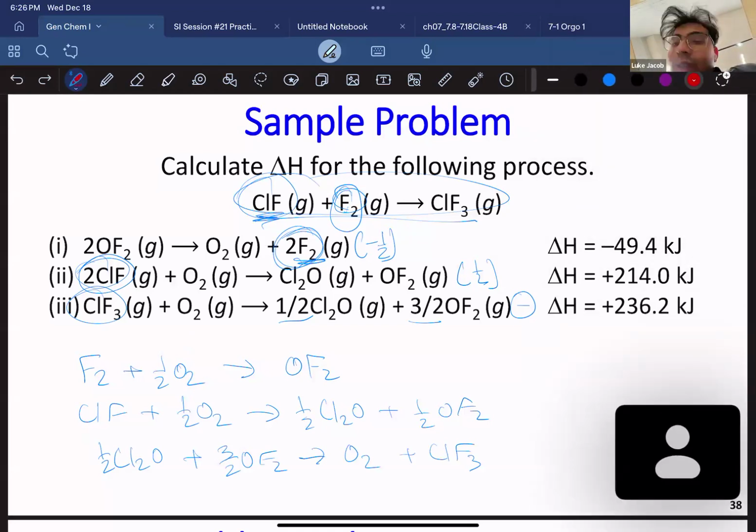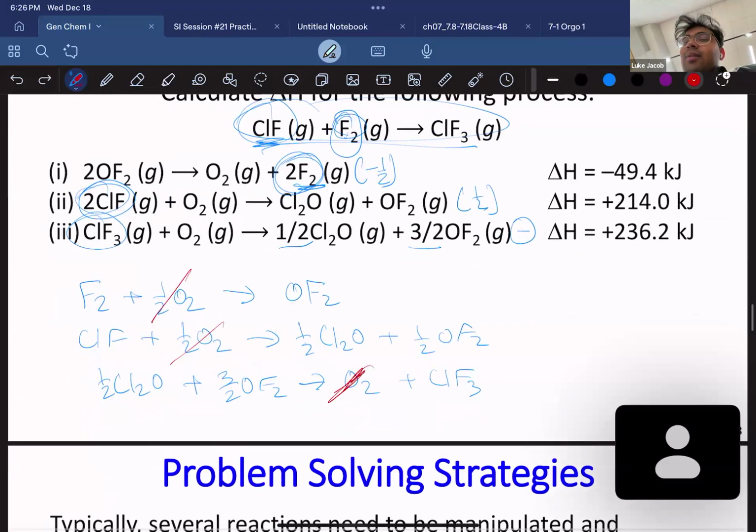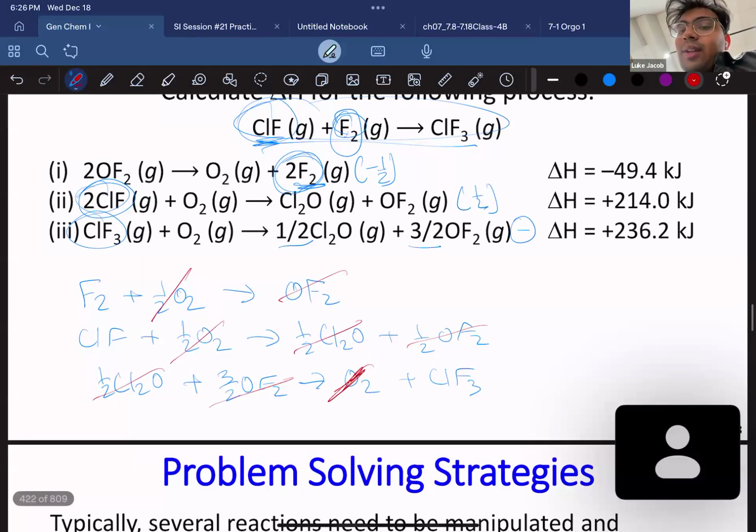A different one, red. Okay, this cancels out with this, right? There is 1 mole of O on this side, 1 mole on that side, so it cancels out. This cancels out with this. And this cancels out with this, and you get your final reaction, right?